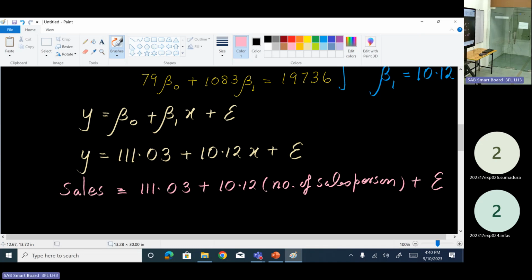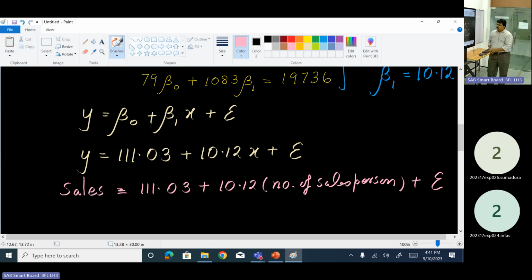So that example tells us, when we are given a data set, how to develop the normal equations, how to get the two coefficients, the constants, right? And then how to write down the model equation.